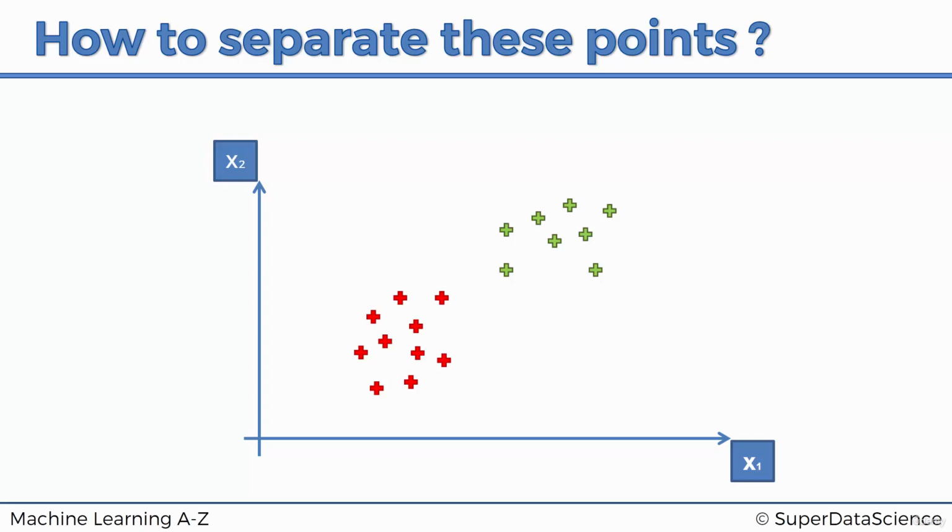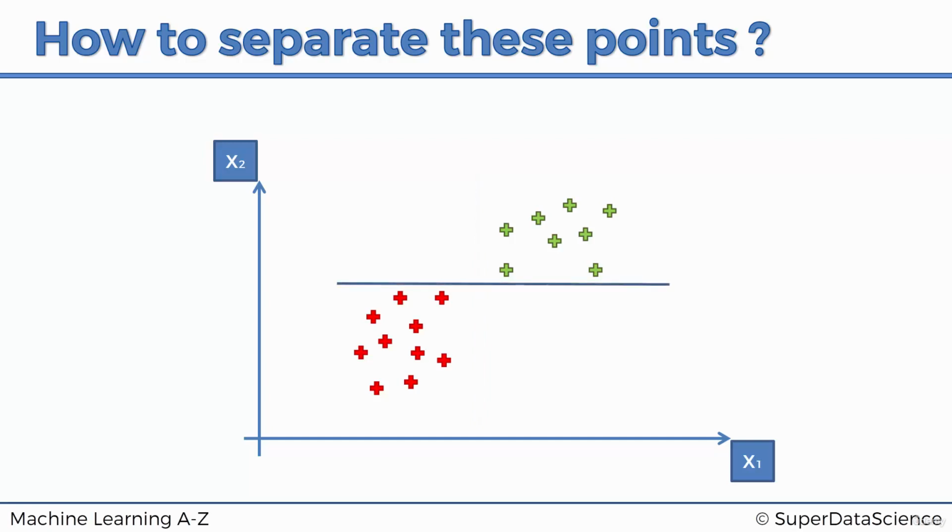So how can we separate these points we see here? Well, one way is to draw a line like that in our two-dimensional space, and then anything to the right will be green, anything to the left will be red, and if a new point falls somewhere on this space, we will know right away if it's red or green because we'll know where it falls.